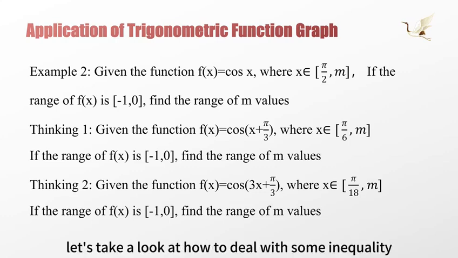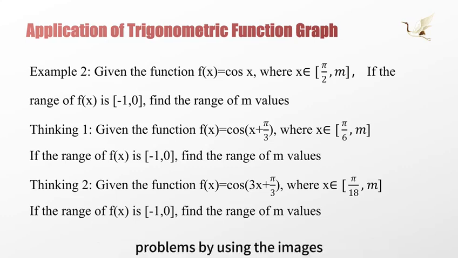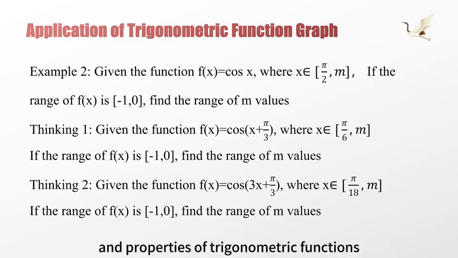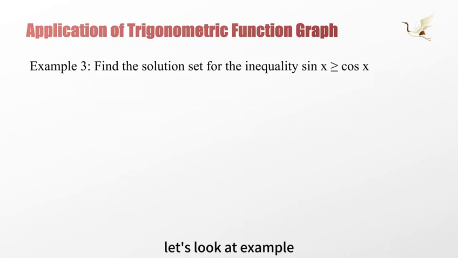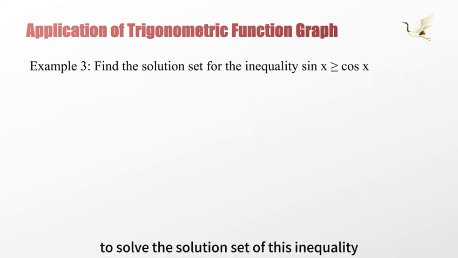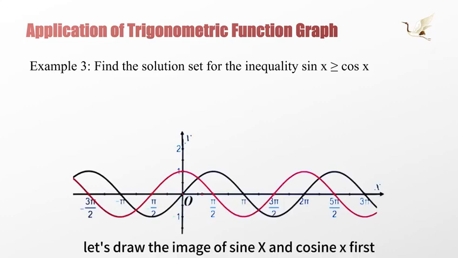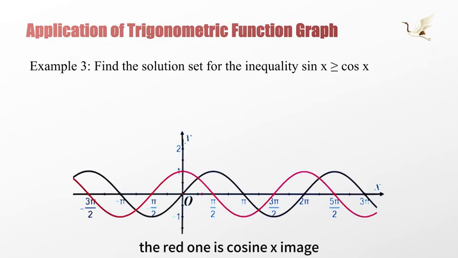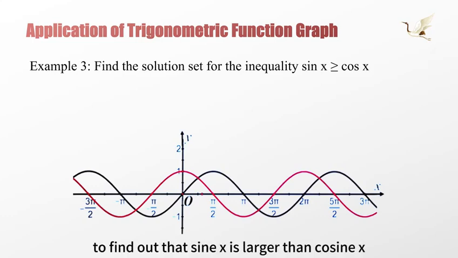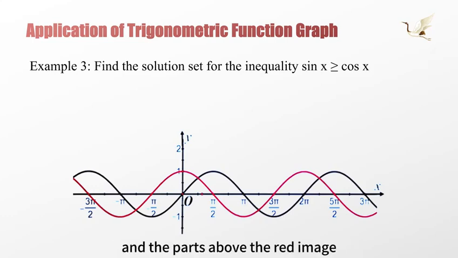Then let's take a look at how to deal with some inequality problems by using the images and properties of trigonometric functions. Let's look at example 3. Find the solution set of the inequality sin x is greater than or equal to cosine x. How can we use images to solve this inequality? Let's draw the images of sin x and cosine x first. The red one is the cosine x image, and the black one is the sin x image. To find where sin x is larger than cosine x, we should focus on the parts where the black image is above the red image.